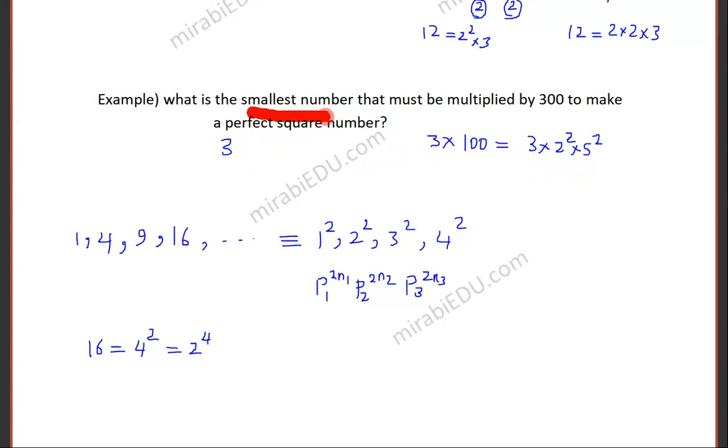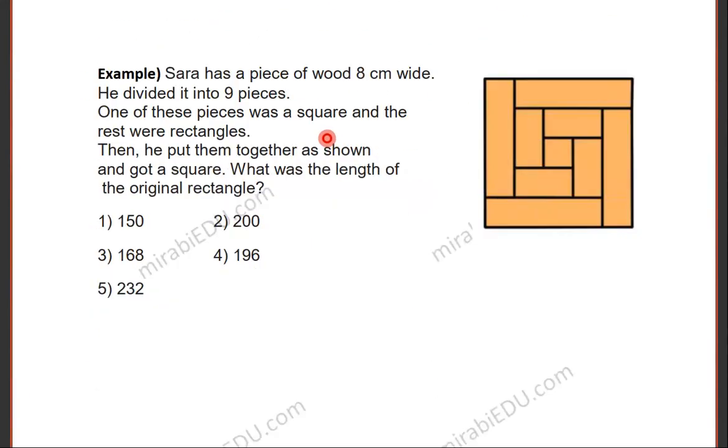Okay, now here is a quantitative reasoning problem, or IQ problem related. We can solve it with number theory. Let's read it. Sarah has a piece of wood 8 centimeters wide. He divides it into 9 pieces. One of these pieces was a square and the rest were rectangles. So one of these is a square and the other 8 pieces are rectangles. Then he puts them together as shown and got a square. What was the length of the original rectangle?